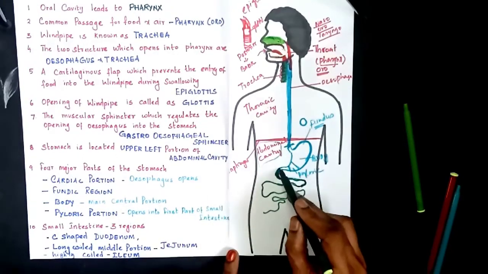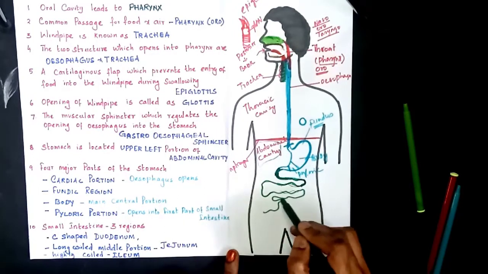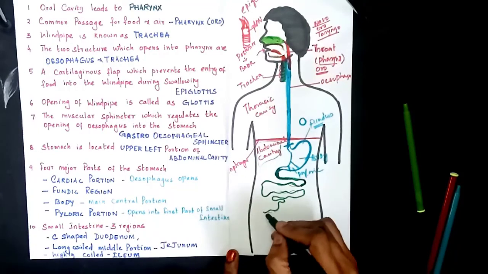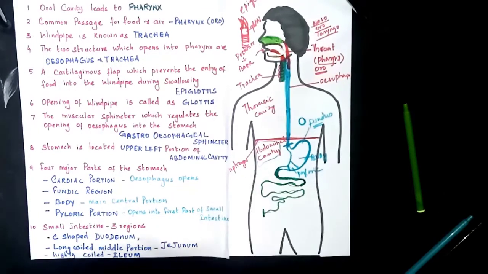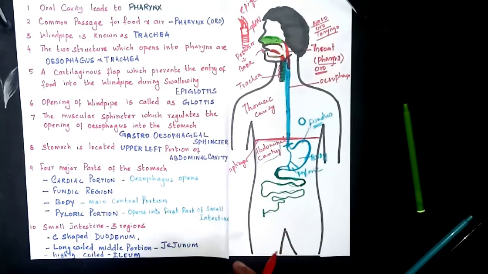the long coiled portion called the jejunum, and the highly coiled ileum. So the small intestine has three regions: the C-shaped duodenum, the long coiled middle portion called the jejunum, and the highly coiled ileum. The ileum is the end of the small intestine.